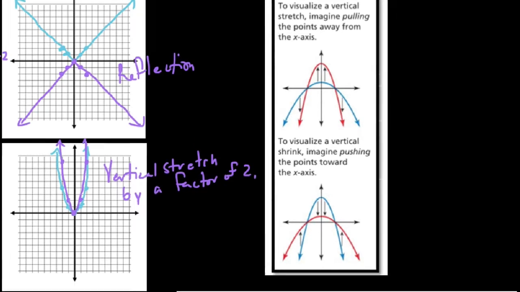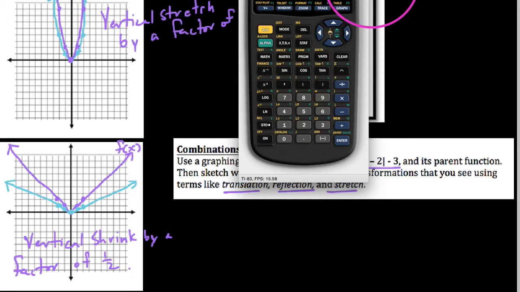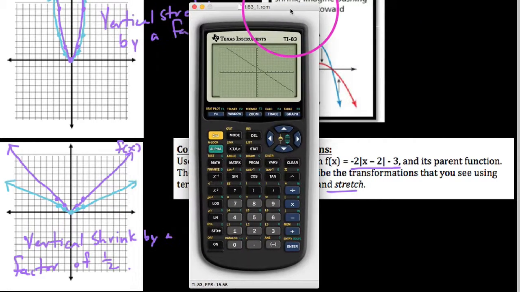So the very last thing I want to do in this video is essentially use a graphing calculator. What I want to do is graph this absolute value function in a graphing calculator, and also its parent function, and describe what kind of transformations we're seeing using terms like translation, reflection, and stretch. Let's get our graphing calculators on here. We're going to put this function in here for y equals. So let's go into y equals.